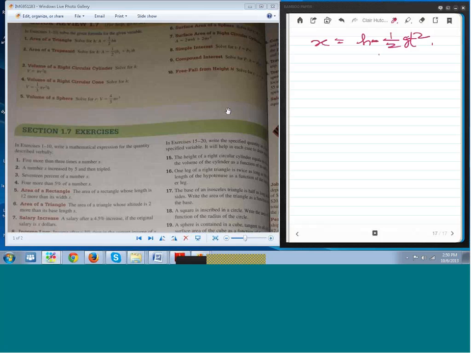You can just plug in some of the values. The gravitational acceleration, you just plug in the rate in meters or feet, whatever is given in the question. Plug in the height, plug in the time, and you should have this. Okay? All right.